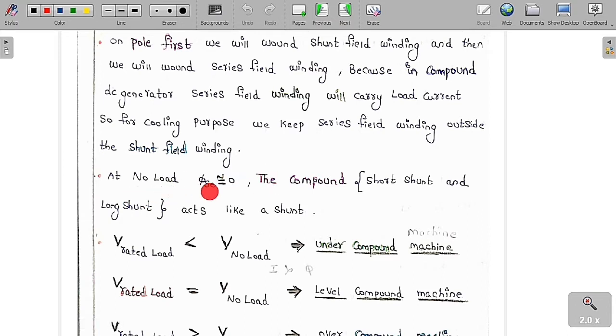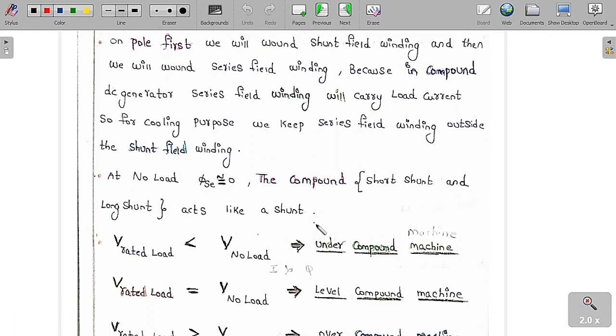See, at no load, the series flux is nearly equal to 0, because whenever there is no load, the load current is equal to 0, so phi S is also nearly equal to 0. Therefore, at no load, the compound short shunt and long shunt act like a shunt machine itself, like a shunt DC generator.